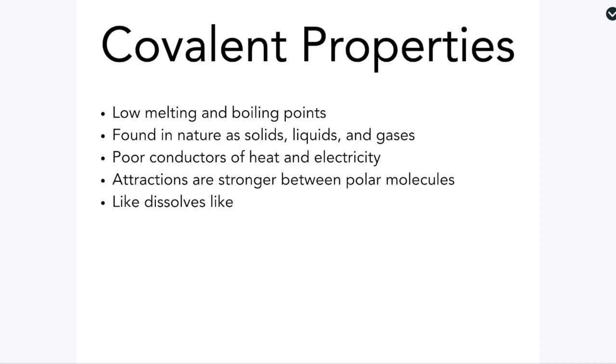Covalent compounds are found in nature as solids, liquids, and gases, whereas ionic compounds tend to only be found as solids in nature. They are poor conductors of heat and electricity, so they tend to be more insulators. The attractions are stronger between polar molecules. What this means is if you take two polar compounds and put them together, they will dissolve with each other.